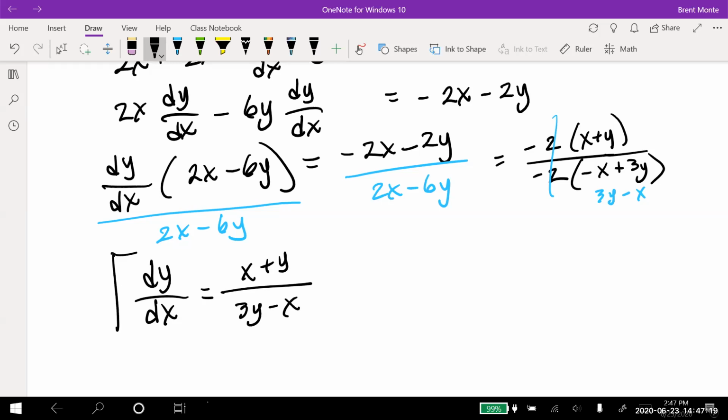They typically write it that way because they get rid of as many negative signs as they can, and they don't like to lead with a negative, so they didn't like the negative x plus 3y. That's typically how you'll see the answer in the book.